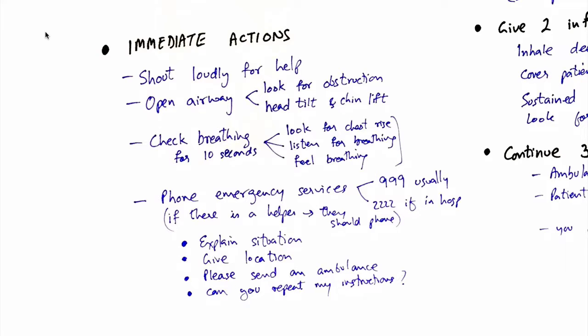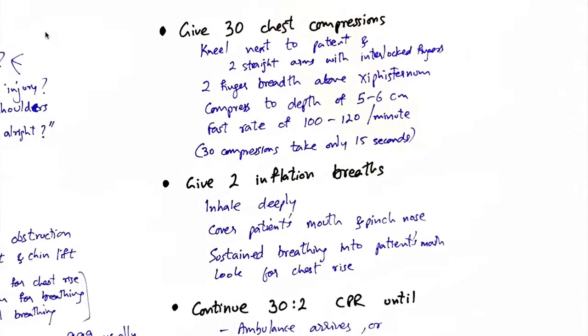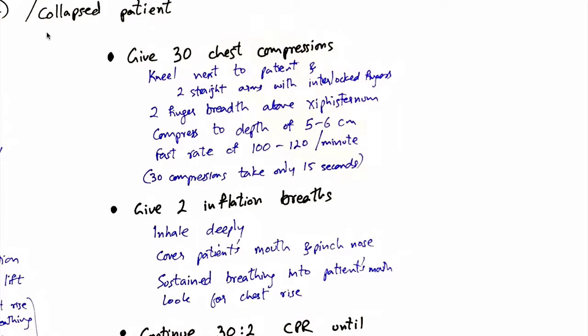Now you will move to CPR. Give 30 chest compressions. Kneel down next to the patient, both arms straight, interlocked fingers. Feel the xiphisternum and go 2 fingers' breadth above it. Compress the chest to a depth of 5 to 6 centimeters, at a fast rate of 100 to 120 per minute. This means you will be giving 30 compressions in only 15 to 20 seconds.